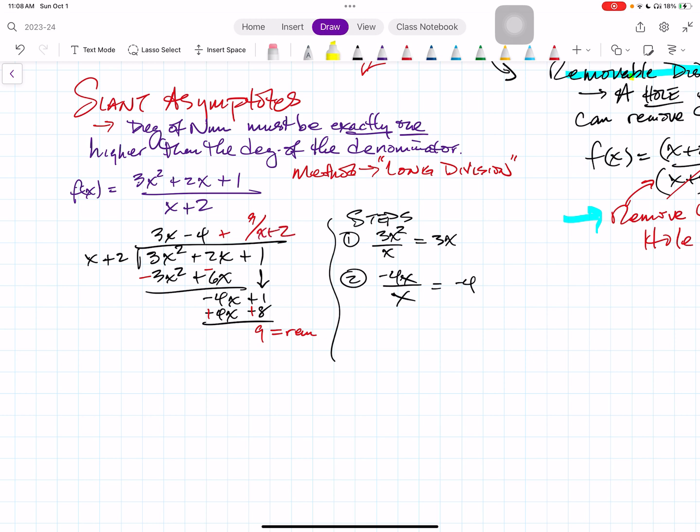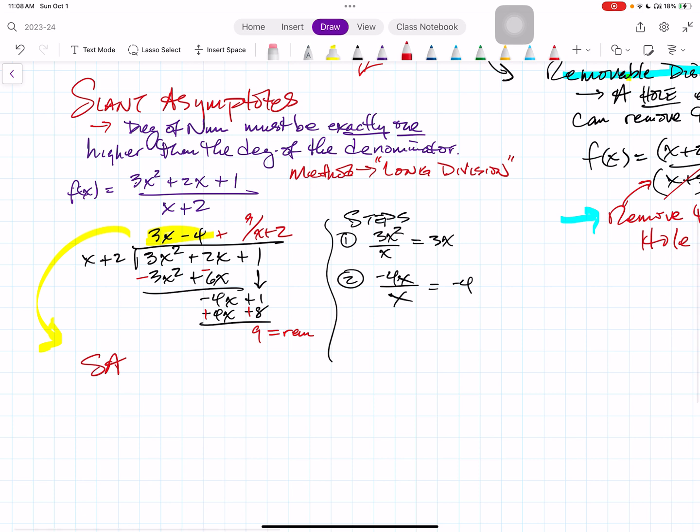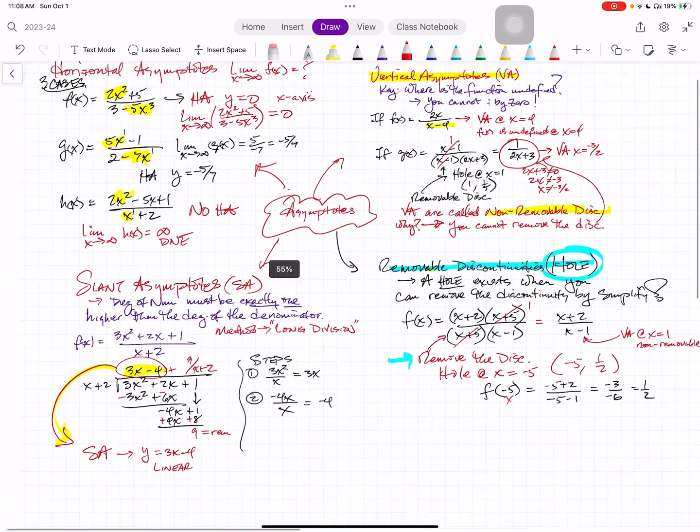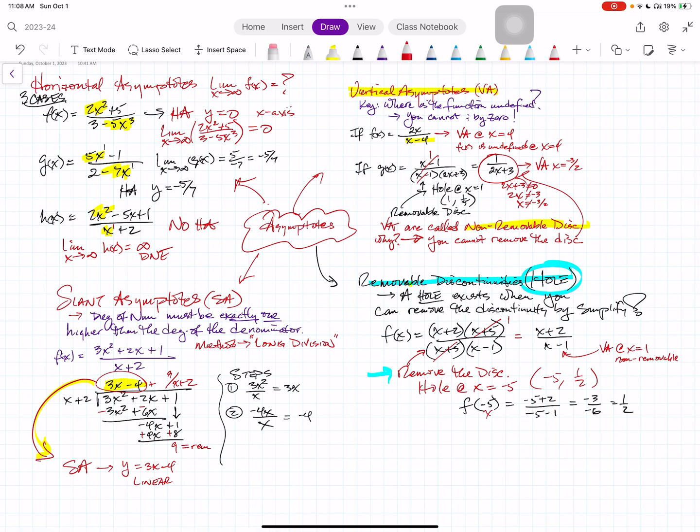And then what you guys have to understand is that the slant asymptote is staring at you right here. It's the linear portion. So your slant asymptote, SA for short in your notes, becomes the linear portion: y equals 3x minus 4. It's a line, it's linear. That's as simple as it gets, my friends. If the degree up top is 1 higher than the degree down below, you have a slant asymptote. And this is everything you need to know about asymptotes.